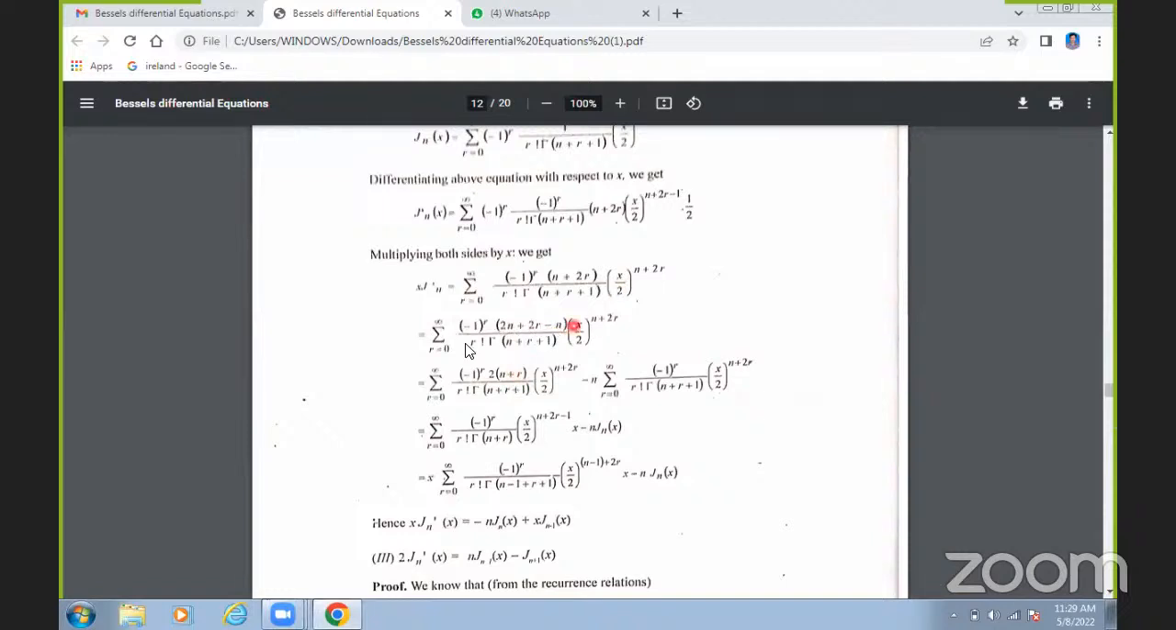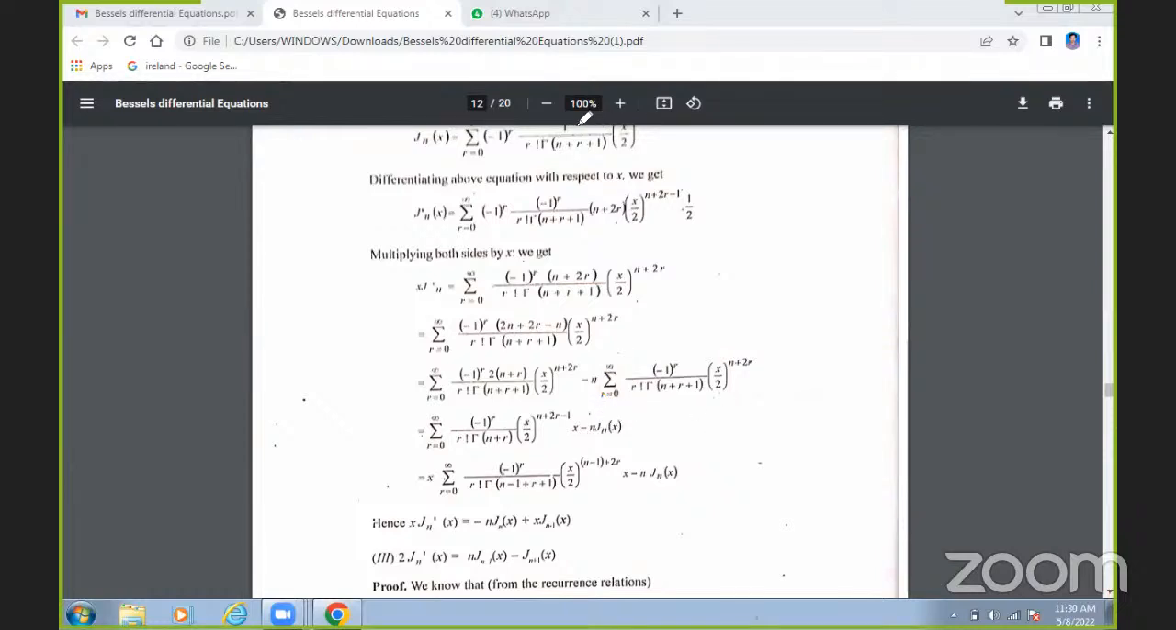Now we will write this entire equation in two parts. The first part is (-1) to the power of r into 2 into n plus r, this one, and the second part is (-1) to the power of r into -n. This part we have divided here. Therefore, this one we will know from Bessel's equation, so we write it as Jn of x. Already n is there, so it is minus n Jn of x.